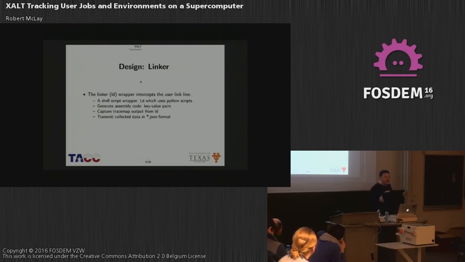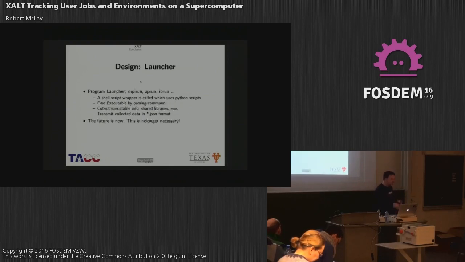So we got to do something. We got to get into your code. So what we do is we hijack the linker. That is, we have an LD shell script, which does what we need it to do and then calls the real LD. What it does is it generates assembly code, it essentially watermarks your code, and then it also provides a trace map so we can collect how you linked your code, and we collect that in a JSON file.